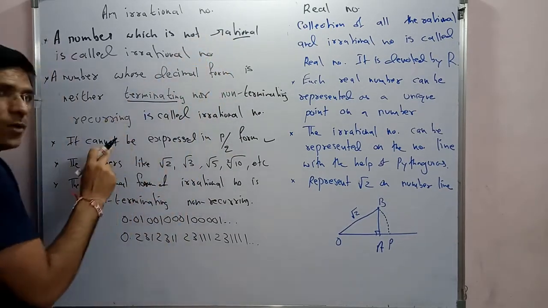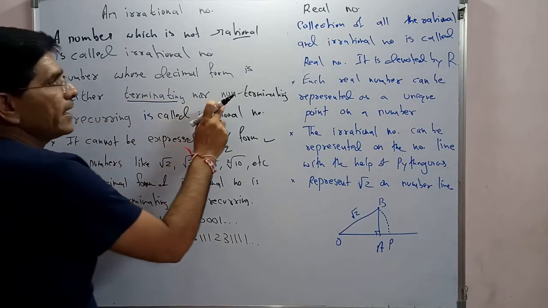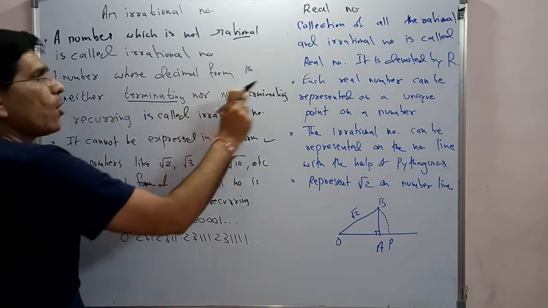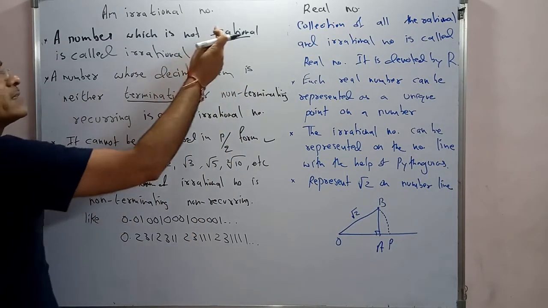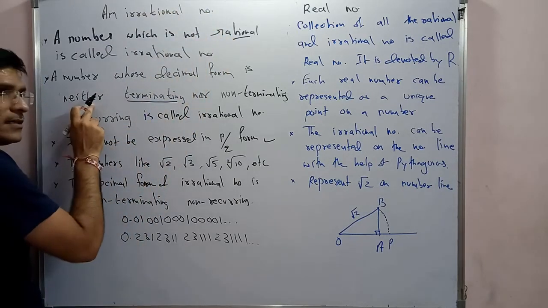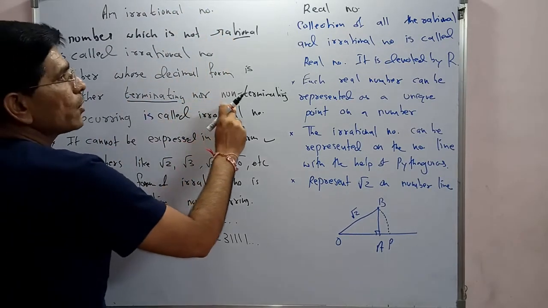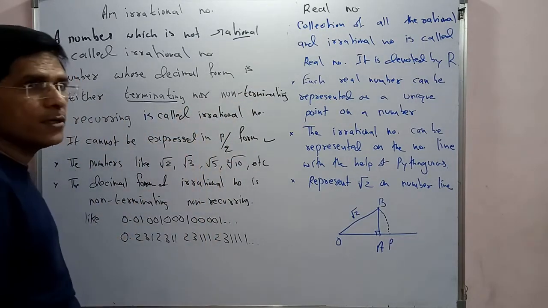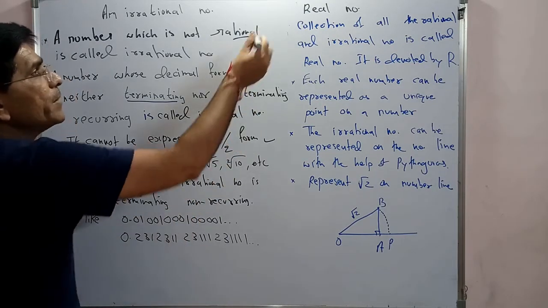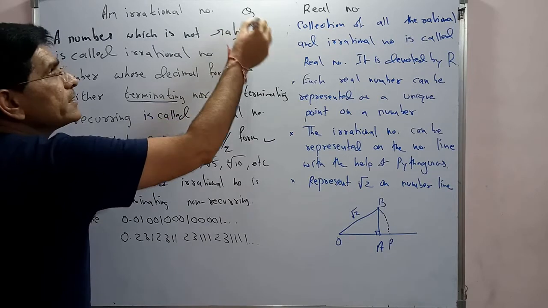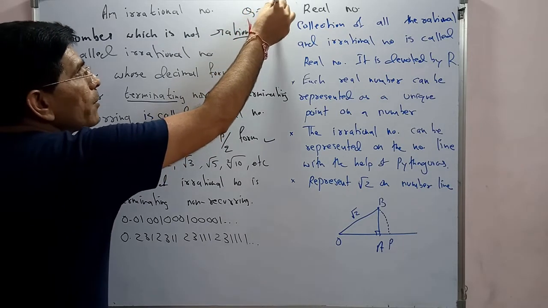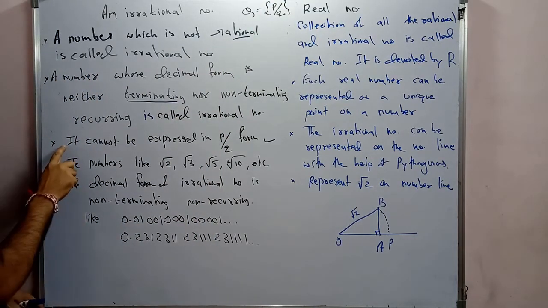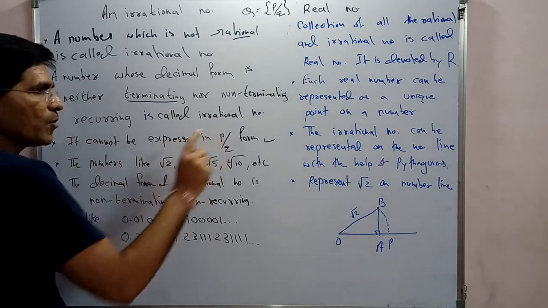All rational numbers, we know, are terminating or non-terminating recurring. It means irrational numbers are neither terminating nor non-terminating recurring. It cannot be expressed in the form of P upon Q. The symbol of rational numbers is Q, and we can represent rational numbers in P upon Q form. So an irrational number cannot be expressed in the form of P upon Q.